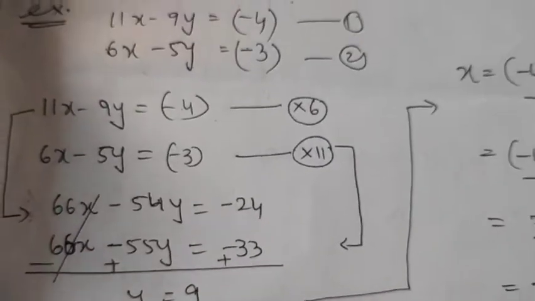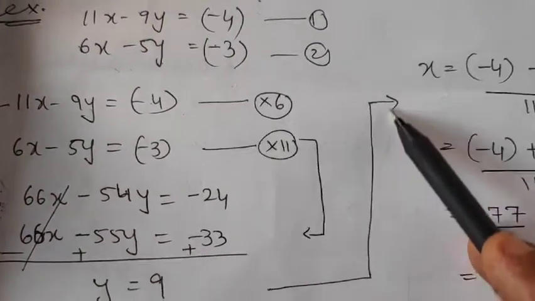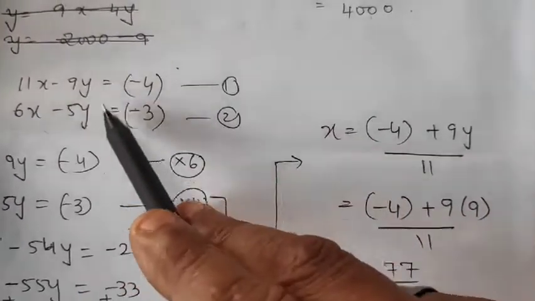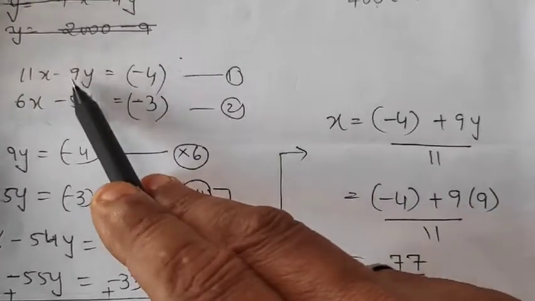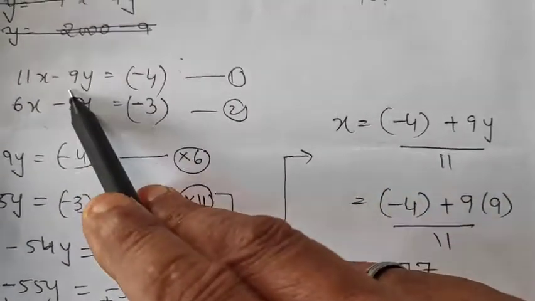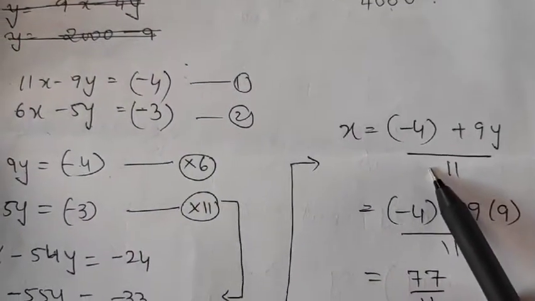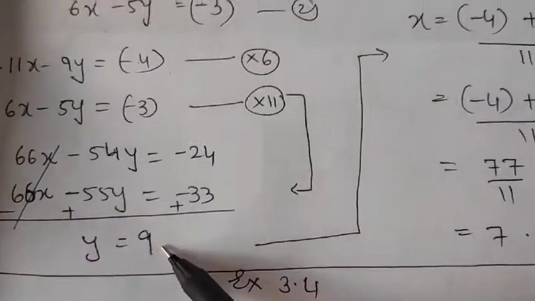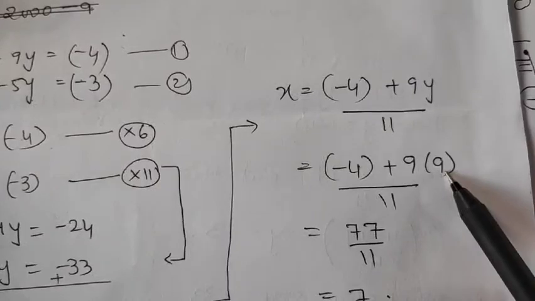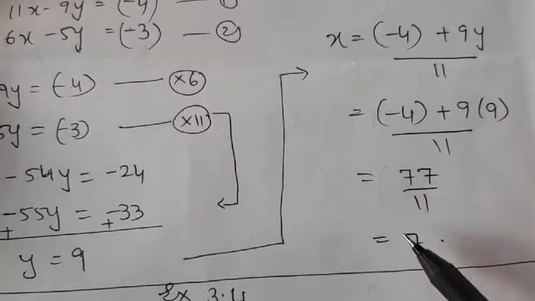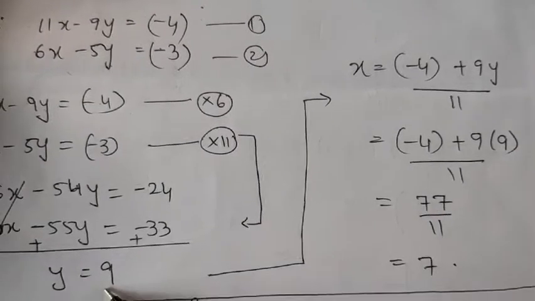Now this value I have to lift from here and put it in any one of the original equations. Okay, this is the original equation. I am taking it from the first one. See, x is equal to (minus 4 plus 9y) divided by 11. In that y value, what did I get in the previous case? 9. So 9 nines are 81, minus 4 is 77, by 11 is 7. So my values are x is 7, y is 9.